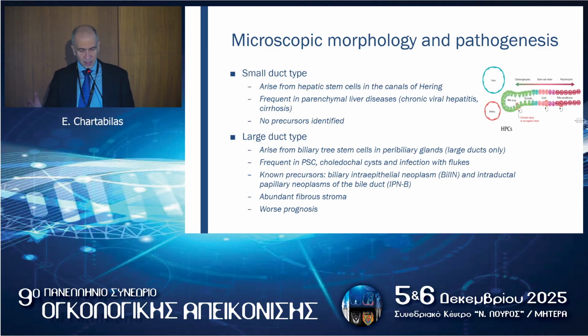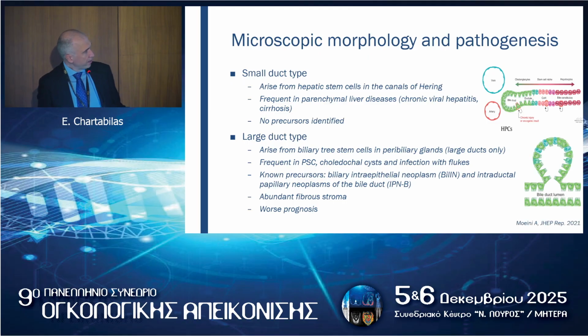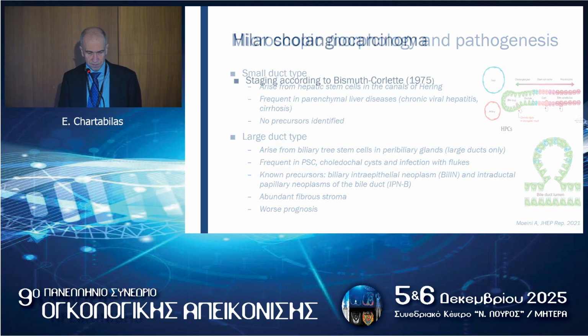And then you have the large duct type, which arise from different cells. These are the cells, they're here, the ones in the peribiliary glands. So we are talking about big bile ducts, the large ducts, and these are frequent in PSC, choledochal cyst, and infection with flukes. Here we do have precursors, like the biliary intraepithelial neoplasm, which we will not see on imaging, or the intraductal papillary neoplasm of the bile duct, which sometimes is detectable on imaging. These are characterized by abundant fibrous stroma, and they have a worse prognosis. So, small duct and large duct types.